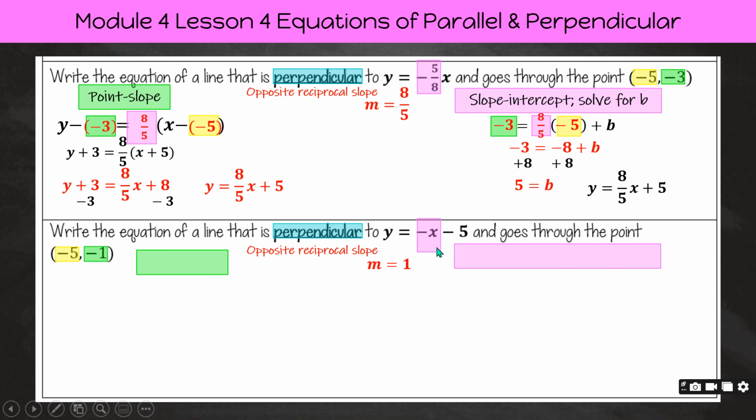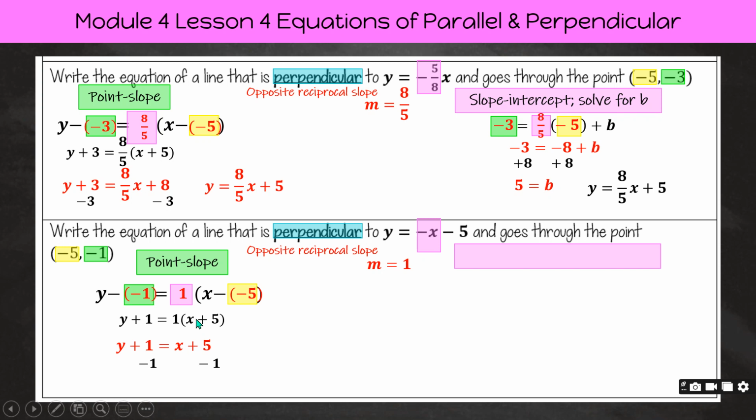So I'm going to use the point -5, -1, and use the point slope form. If I'm using point slope, I'm going to plug in my y value here, my x value here. This slope will be where it's in pink. So I have y plus 1 is equal to 1 times x plus 5 because these double negatives made it a positive. Then I had to simplify, so I distributed the 1, which didn't change anything inside the parentheses. And then my last step, subtract the 1, and I get y is equal to x plus 4.